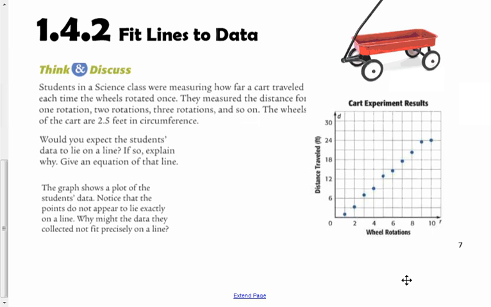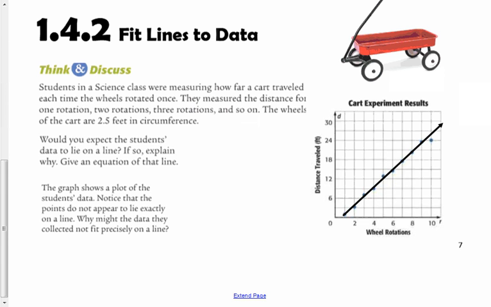All right, so if you just look at this example real quick here, some students were doing an experiment in science class and they were trying to see how far the wagon would go according to how many revolutions the wheels made. And if you look closely here, you'll notice that the dots seem to line up. And if you just look at that real quickly, you probably say, hey, those are lining up in a linear way. And in fact, they are.